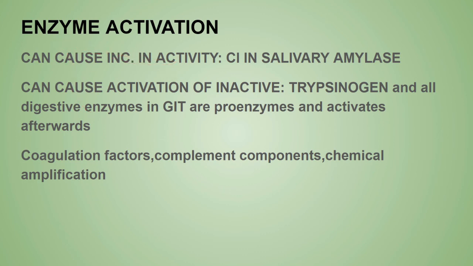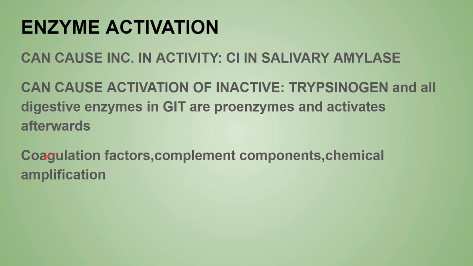What happens is, by splitting of a single peptide bond and the removal of a small polypeptide chain from the trypsinogen, the inactive trypsinogen is converted to active trypsin by this activation process. Now the activated trypsin will further activate the enzymes in the small intestine, and so all the enzymes are activated by this mechanism.